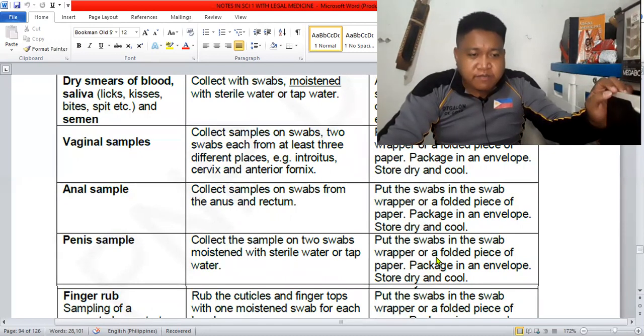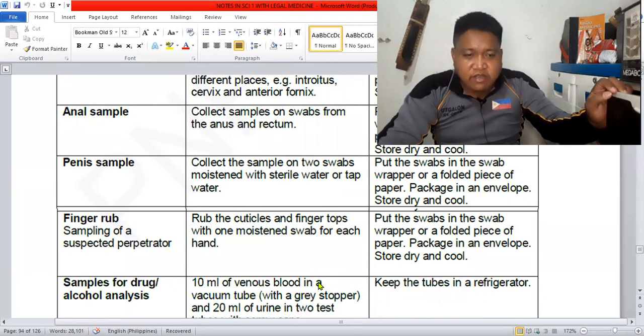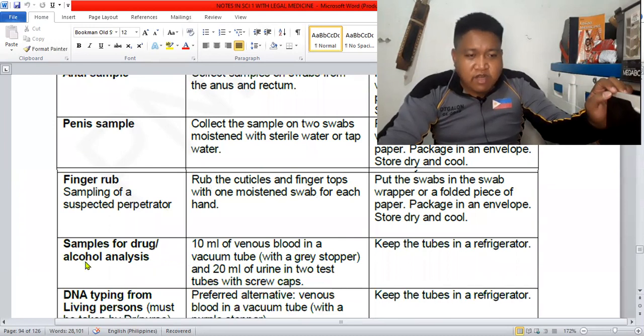The same procedure. Finger rub, sampling of a suspected perpetrator. Rub the cuticles and fingertips with 1 moistened swab for each hand. Samples for drug analysis: alcohol, 10 ml of venous blood in a vacuum tube, and 20 ml of urine in 2 test tubes with screw caps.